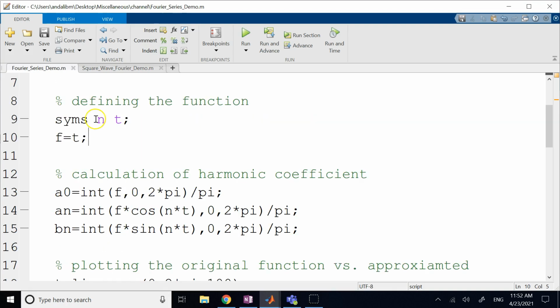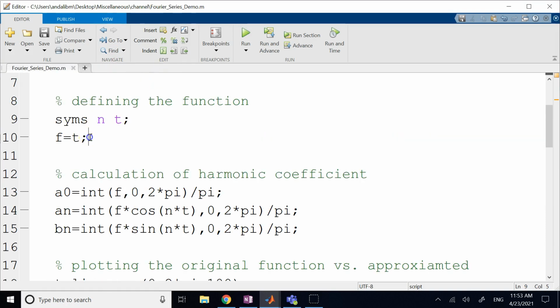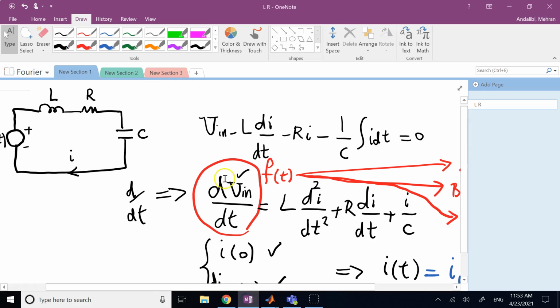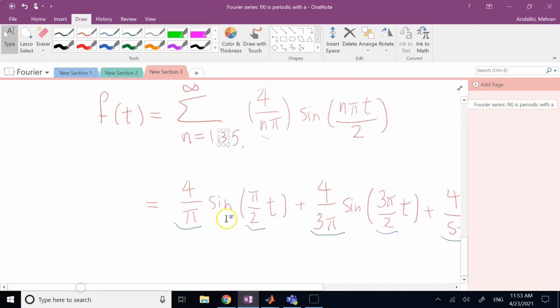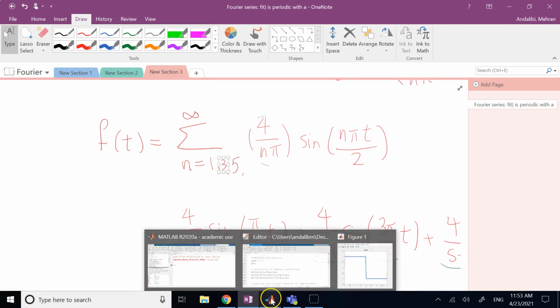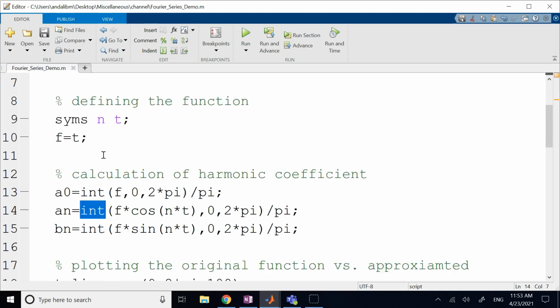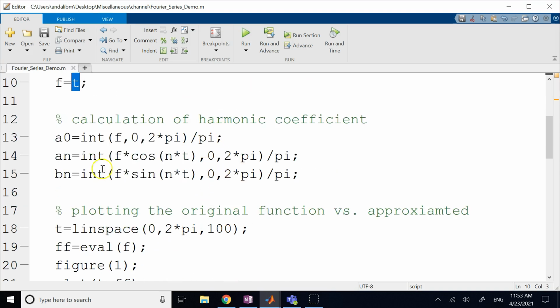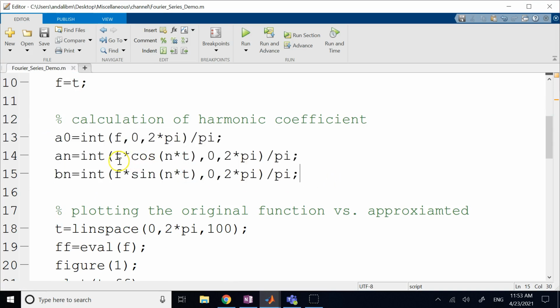And here I'm using my symbolic toolbox. I'm not using the inline or anonymous function. So instead of me calculating the a n's, b n's, and a naught first on paper and then plugging numbers in, I let MATLAB do those integrals for me. Why? Because the command int in MATLAB can perform analytic integrations. So here I define my function, I define my range, and then these a naught, a n, and b n, the formulas for them are done what?